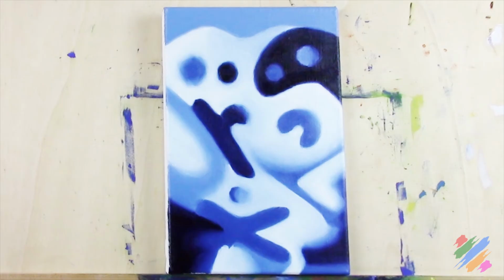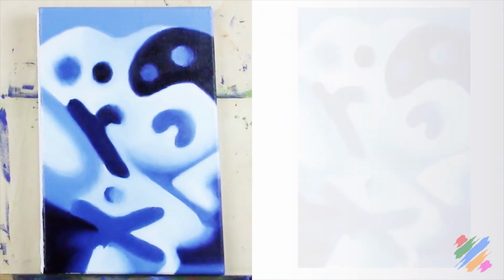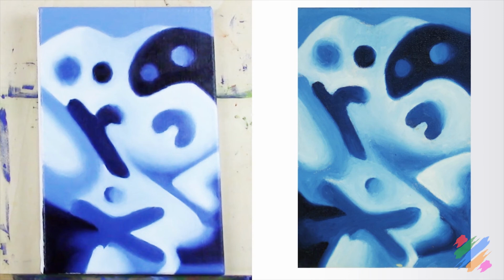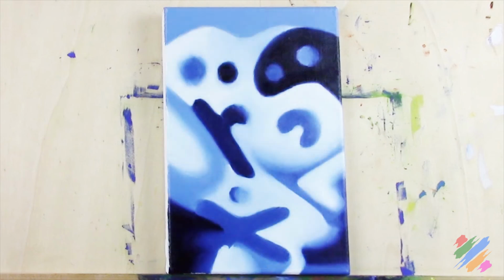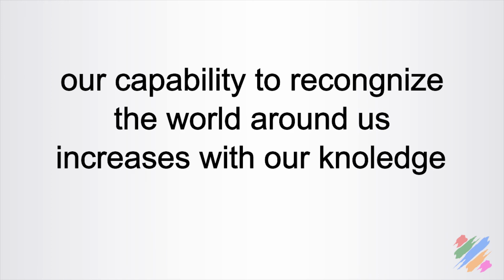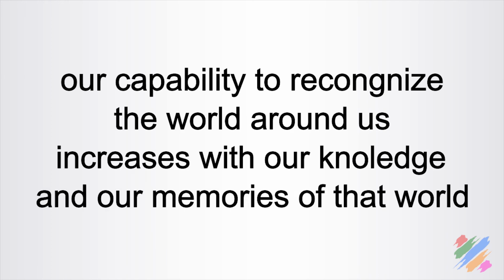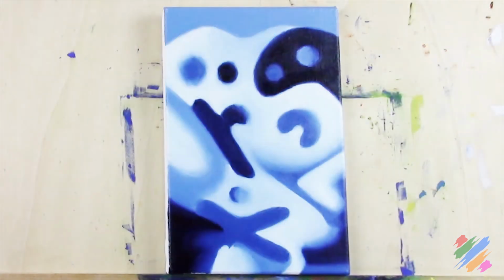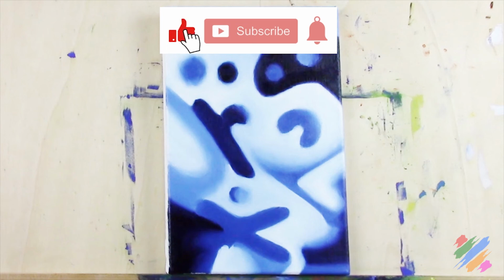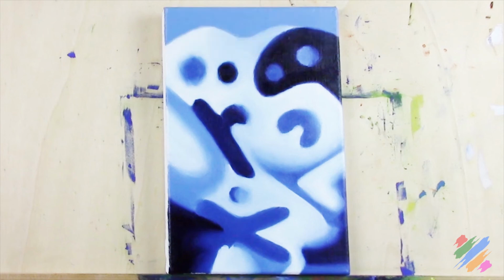If we compare the painting we just did with the original model, we're going to see that although they probably look similar, they are actually very different. And this is because our capability to recognize the world around us increases with our knowledge and our memories of that world. In this case, since no one has ever seen this painting before, if we hide it, no one watching our representation can say if we have changed something or eventually made some mistake.